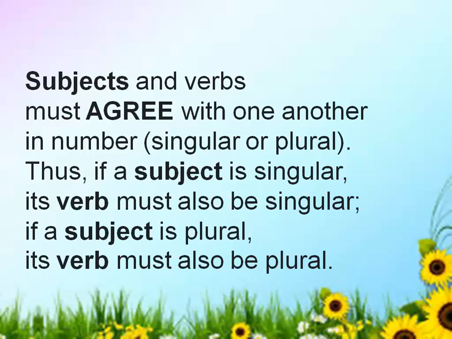Subjects and verbs must agree with one another in number, singular or plural. Thus, if a subject is singular, its verb must also be singular. If a subject is plural, its verb must also be plural. Means in a sentence, if we are using a singular subject, we should use a singular verb there, like v1 s or es.